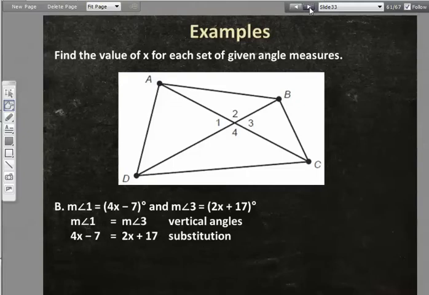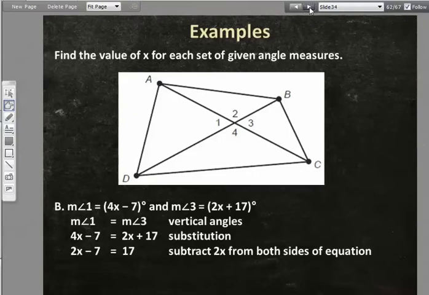And then you remember what we do now? We get all the x's on one side, we get all of our constants on the other side of the equal sign. So what I did here was I subtracted 2x from both sides. So 4x minus 2x is going to leave me with 2x. Write down my minus 7, write down my positive 17. And this is what I did.